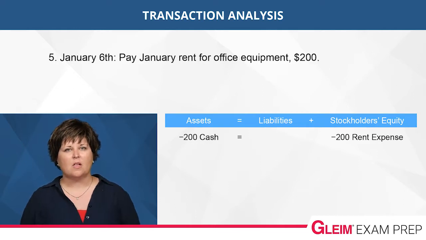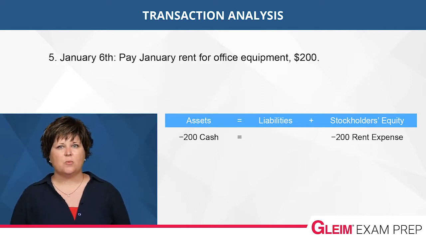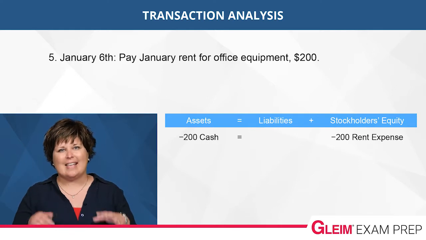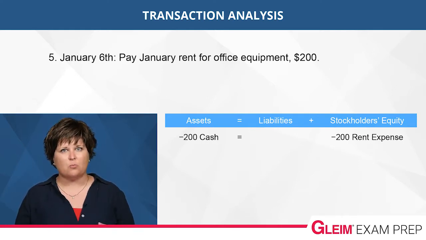liabilities. Number 5, on January 6th, we pay $200 rent for the month of January for office equipment. What did we pay with? Cash, of course. But notice how the transaction doesn't say cash this time. This is where accounting students must practice to become familiar with the seemingly endless ways to describe a transaction.